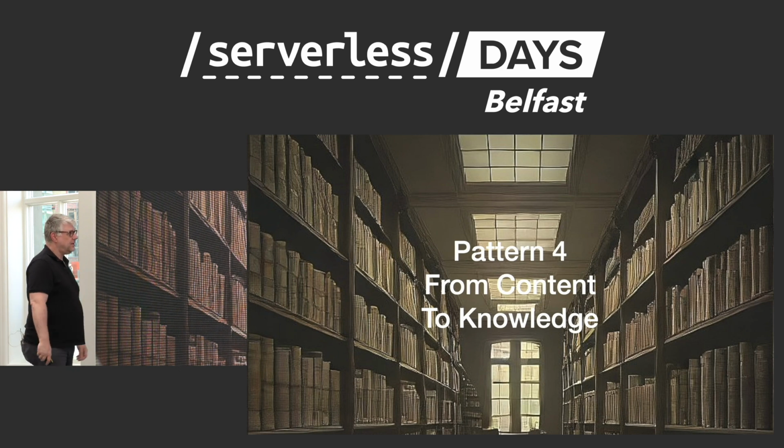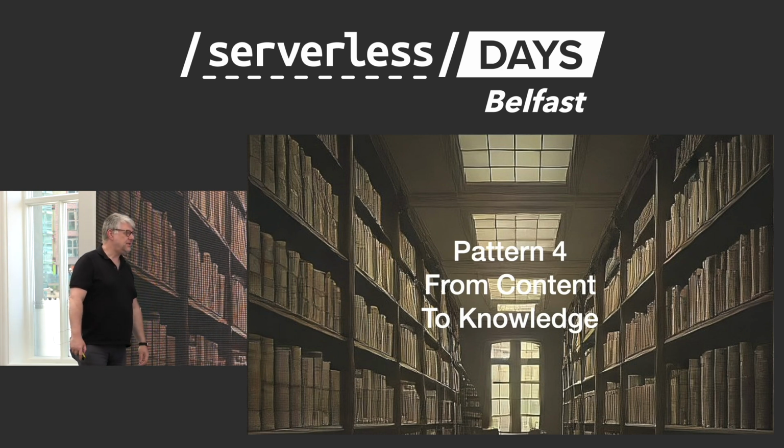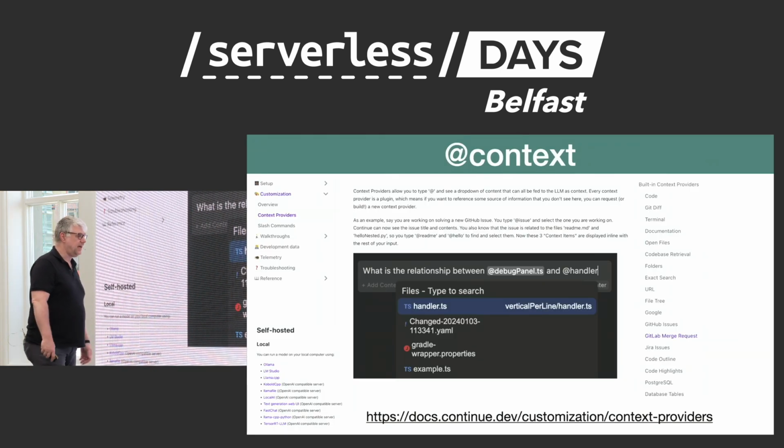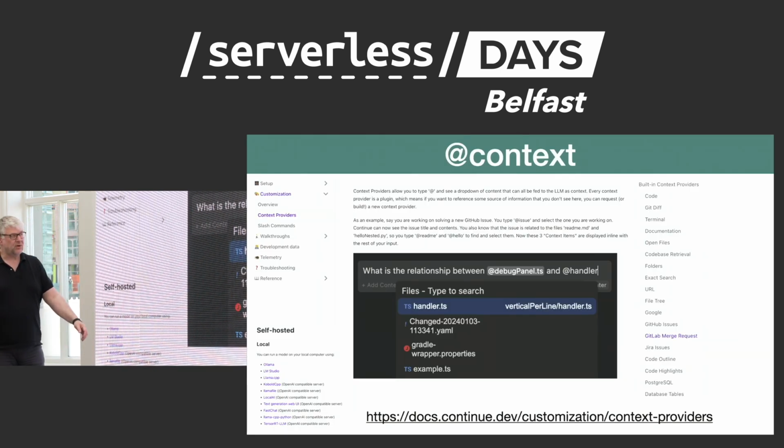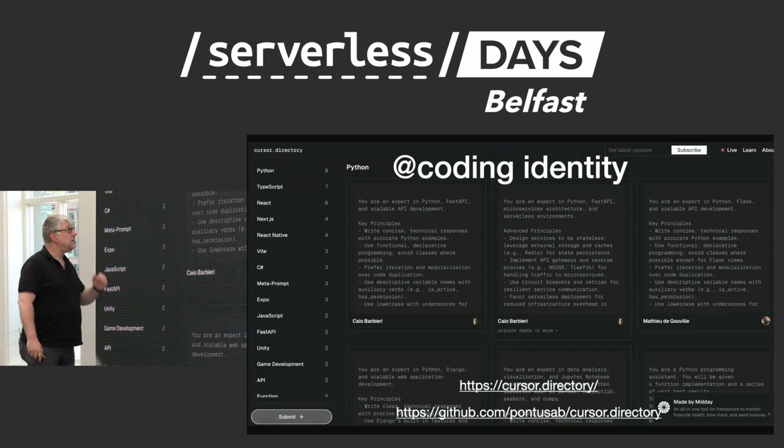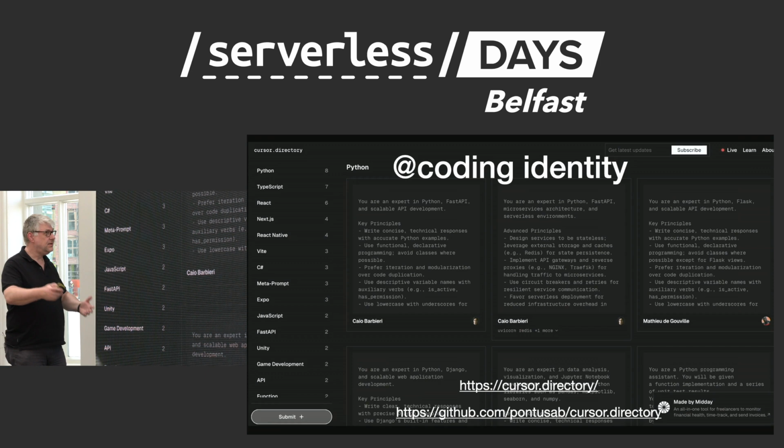Last pattern, from content to knowledge. There's a lot of content, and most people sometimes call it context. We put all the content we have in our context window, whether that's our Slack messages, our wiki, our tickets, documentation, if we finally have some, we put it all in. Our coding identities, right? You're a very good, experienced coder. You do it like this. It's also kind of context. This is how we do things around here, which is context.